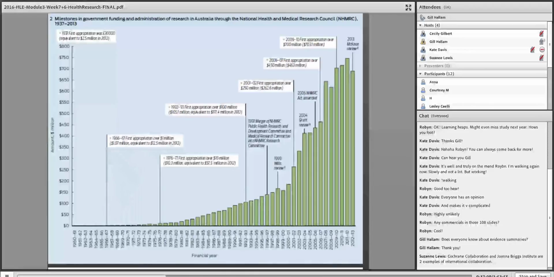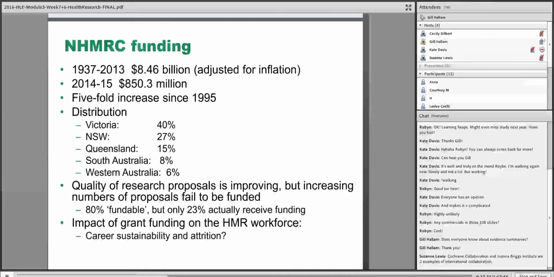That just shows, again, a little bit of the actual funding data. Just the fact that since 1995, so that's what, a 20-year period, it has gone up fivefold. Just shows you the trends. The distribution, I think, is also quite interesting as to where the research is happening and who is being funded. Victoria accounts for almost 40% of the research funding from NHMRC, compared to Western Australia, which receives only 6%.